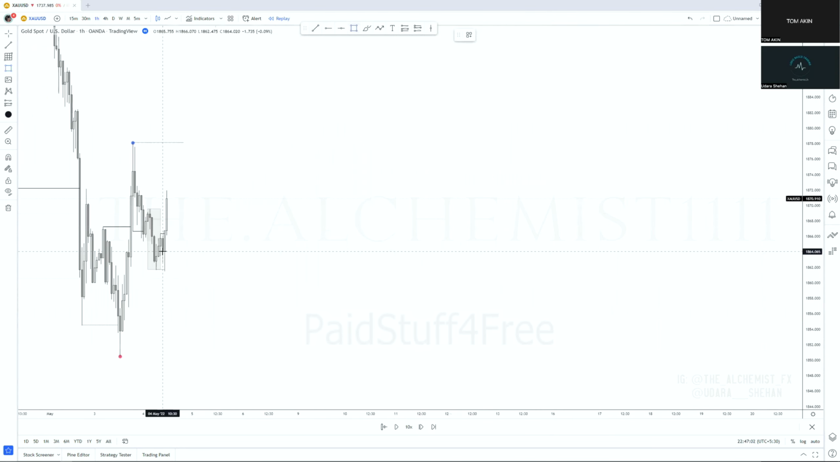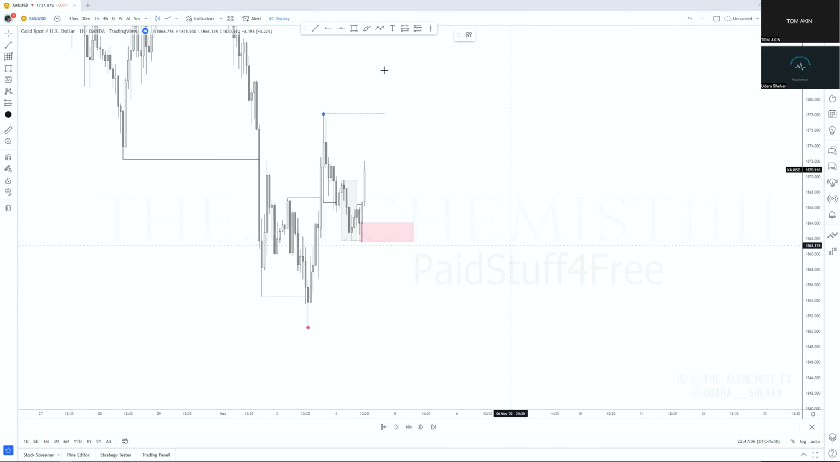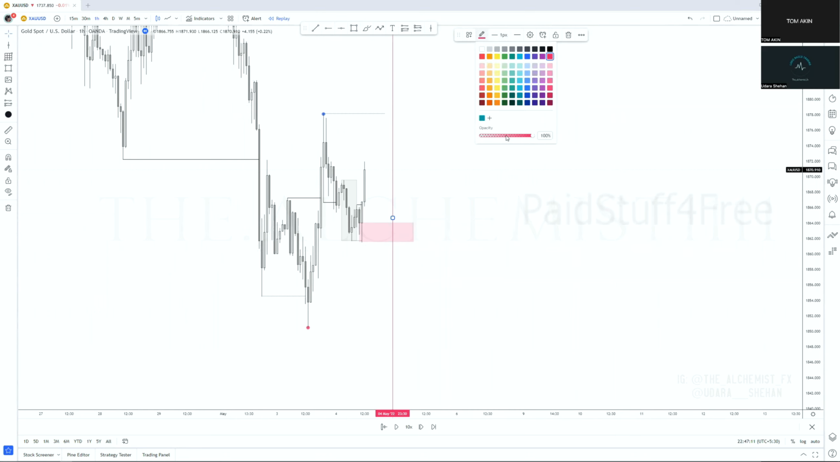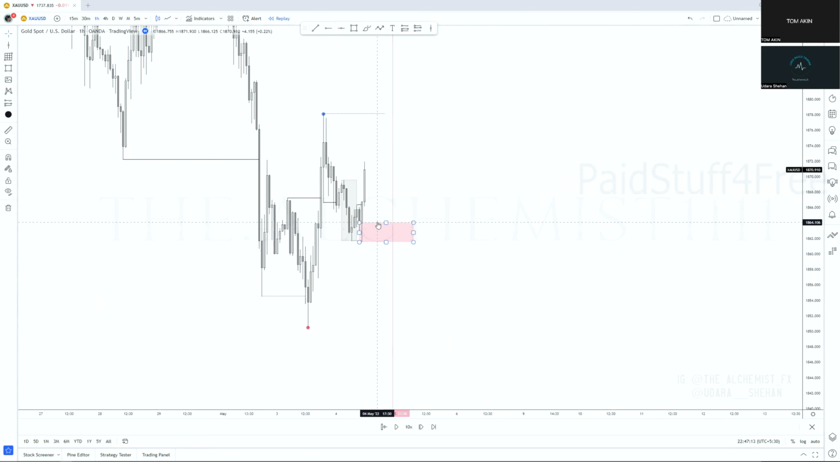So on the H1, we had this beautiful rejection block. Now let me show you why it was high risk, because this day we had news, FOMC, I guess. So when there is news, what I normally do is I don't trade New York. When there is news during the New York session, I don't trade the New York Open. I wait for news itself.